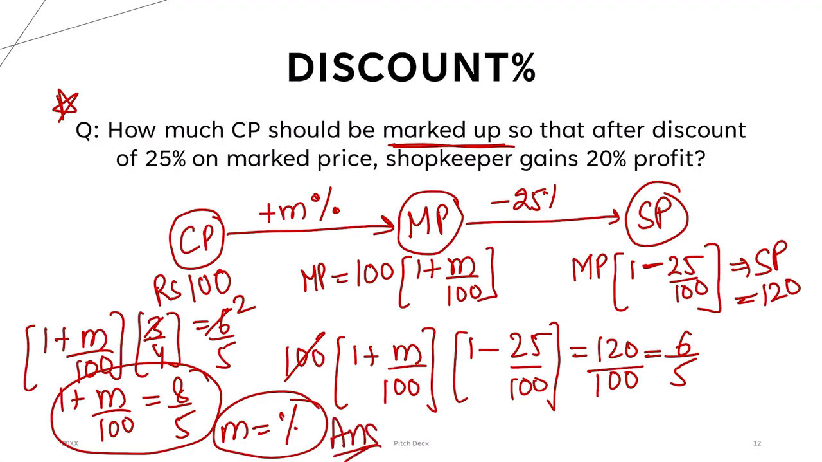I hope this is clear. You just have to understand that there was some cost price to the shopkeeper, then he marked it up to a new price, then he provided a discount, and that is the selling price, right? Now, this is done. These two questions are very important.